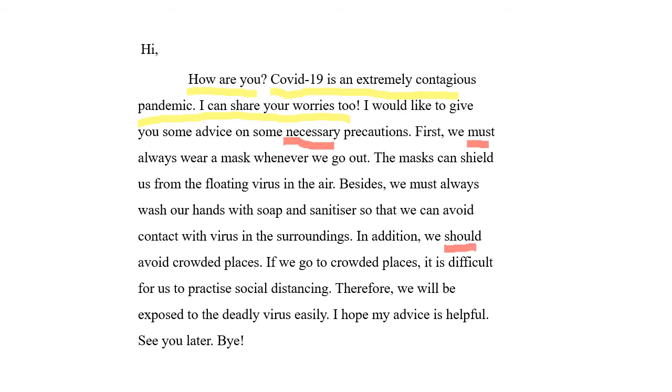The modal verbs must and should show that it's very important for Peter to follow our ideas. And also the words that carry extreme negative meanings, such as virus and deadly, can also achieve the effect of our serious tone, because it will alert Peter to the danger of COVID-19.